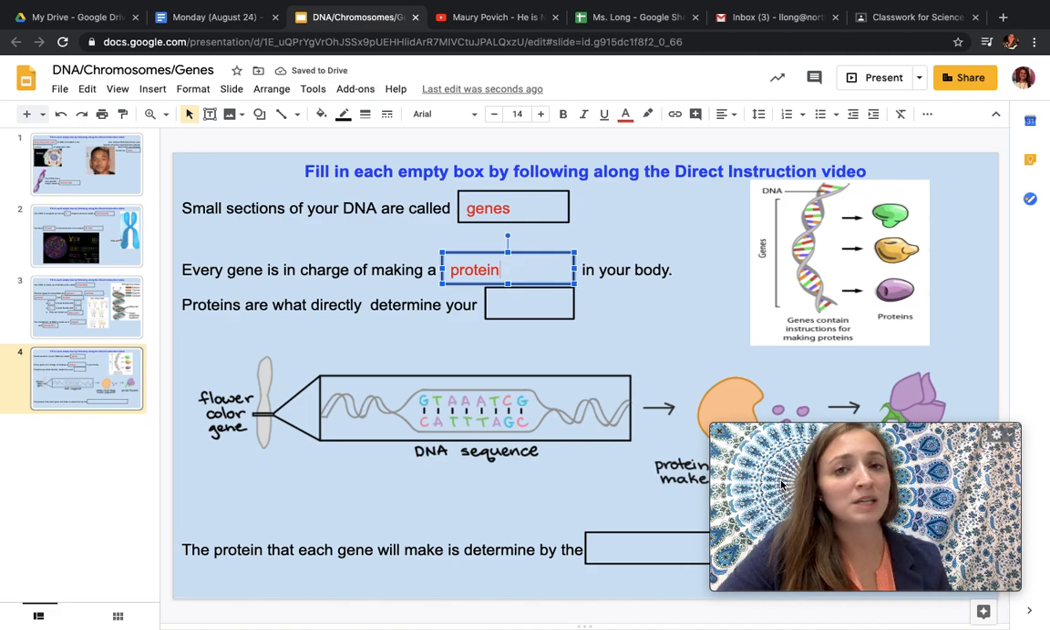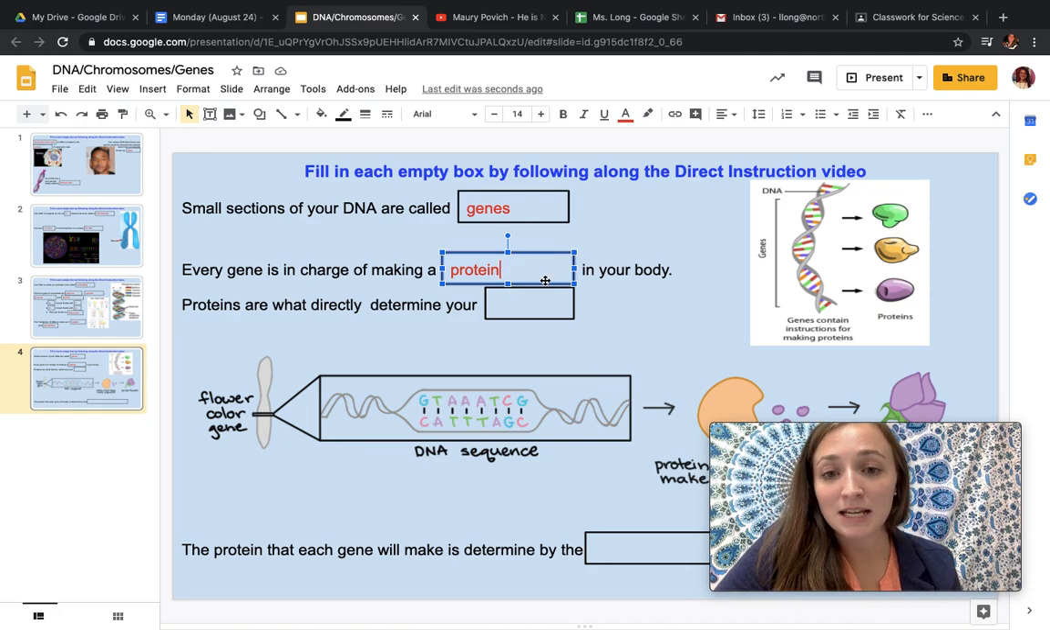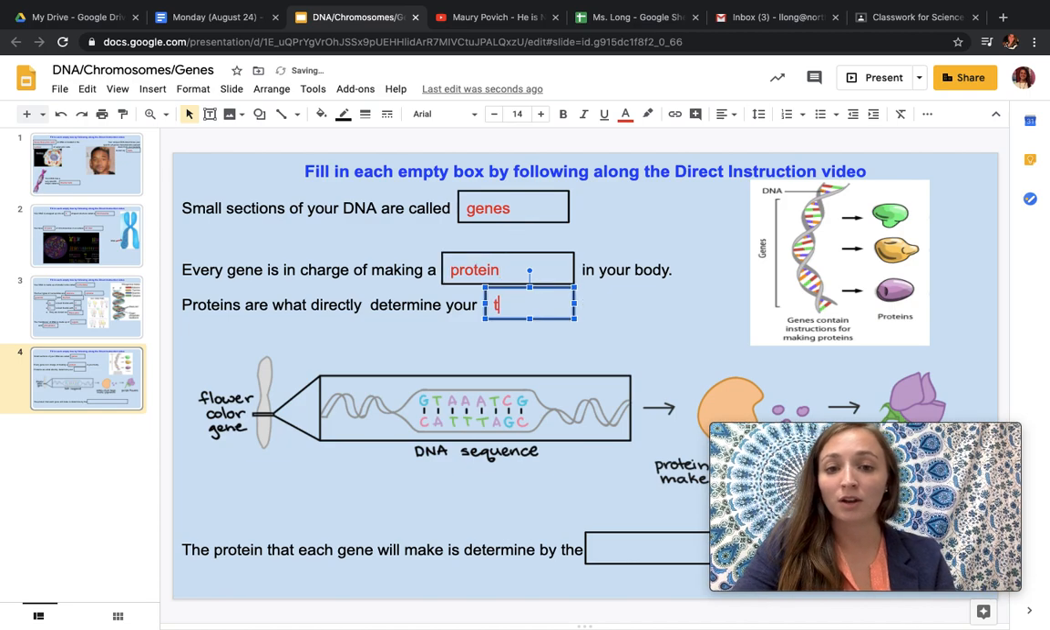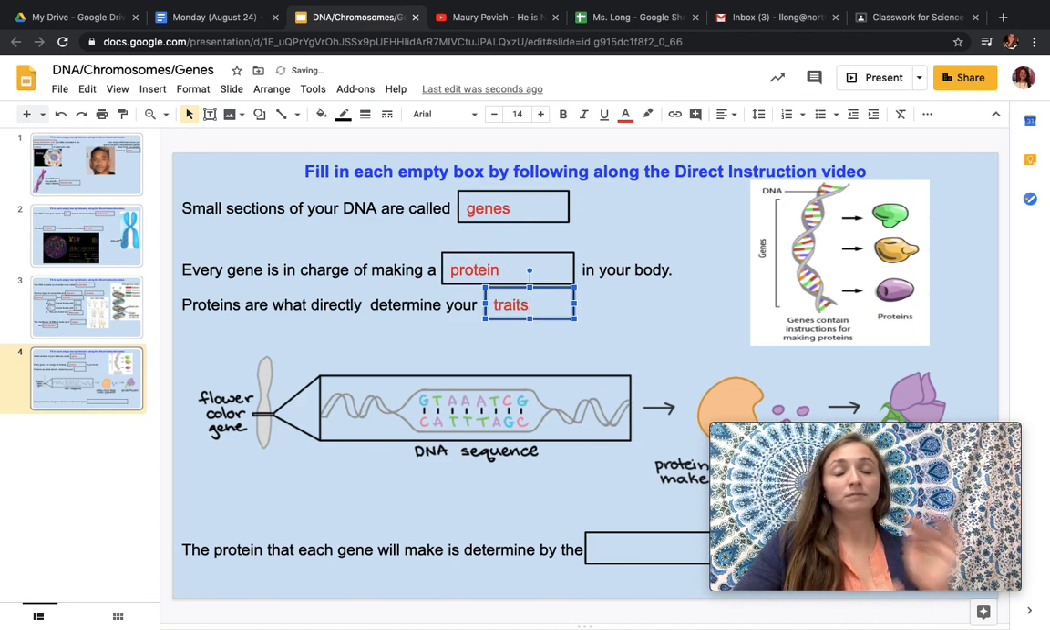We've probably heard of protein before. Some people drink protein shakes. That's how you get jacked. Proteins are what directly determine your traits.